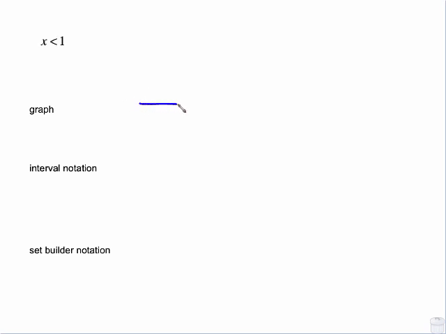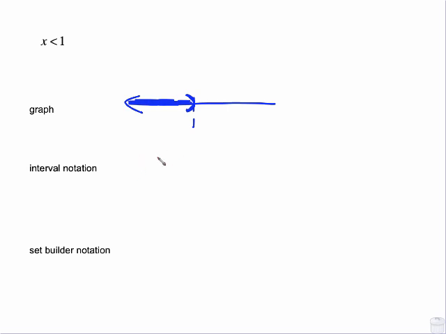X less than 1. Here's my 1, less than, shades to the left, less is left. It is a plain old less, so I will have a curved parentheses, and I want to be sure I shade up close to that curve.